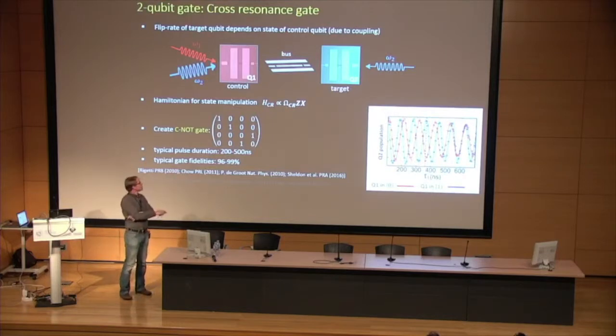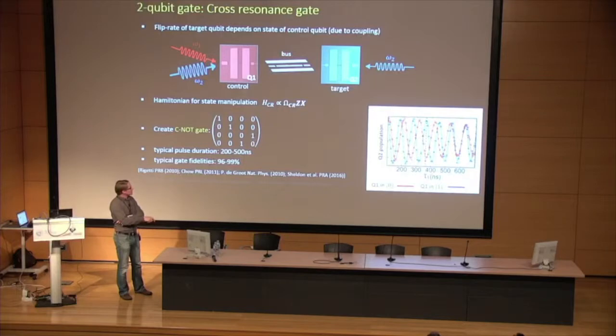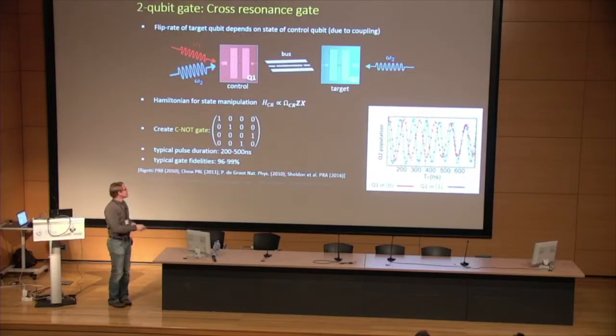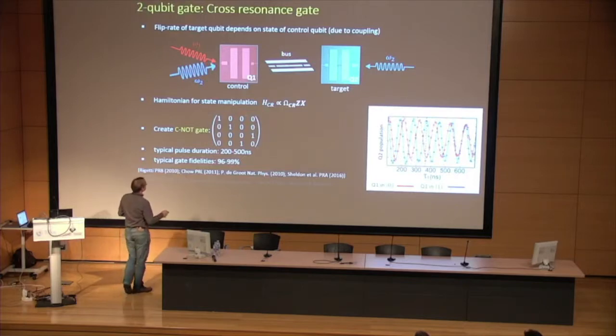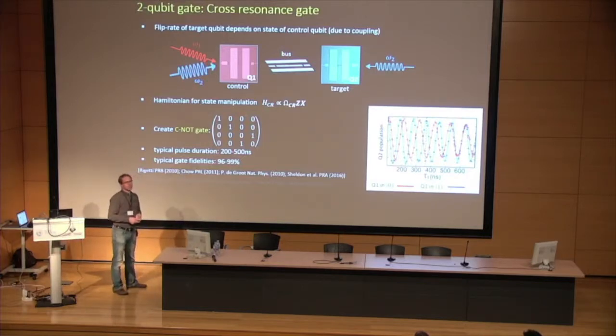So that means the rotation of the qubit, here the qubit 2 population is shown, is oscillating, and depending on whether qubit 1 is in state 1 or state 0, we get slightly different oscillation frequencies. So waiting for the right amount of time means that the target qubit is either in this excited or in this ground state, and we get a controlled NOT gate. The time scales here are about 200 to 500 nanoseconds, and we get typical gate fidelities of about 96 to 99%.